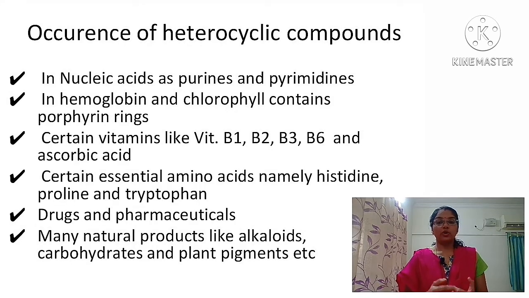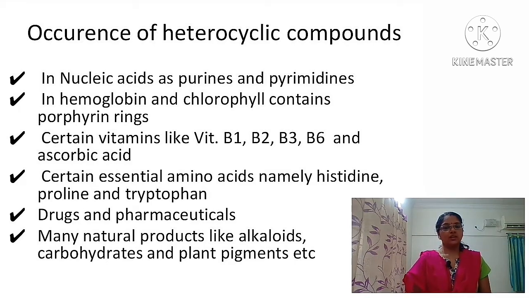Next we can discuss the occurrence of heterocyclic compounds, that is, where they are found. They are widely distributed in nature and have fundamental importance for life processes. One is nucleic acid. Nucleic acids play an important role in the development and reproduction of all forms of life. That is, they play an important role in protein synthesis and the transfer of genetic information. Nucleic acids consist of three parts: a sugar, a base, and a phosphate group. The base is made up of a nitrogen heterocycle.